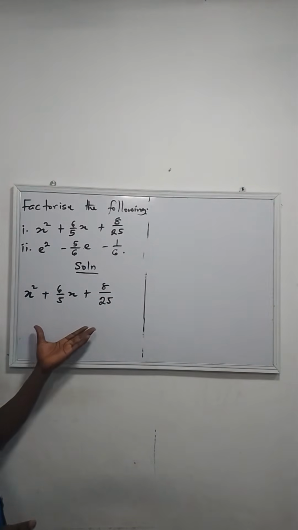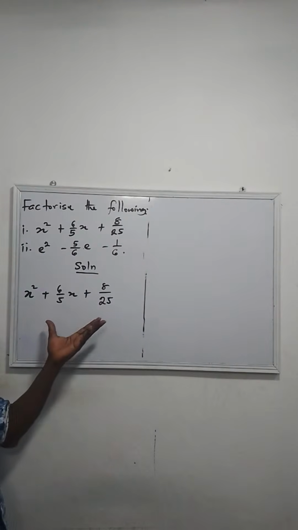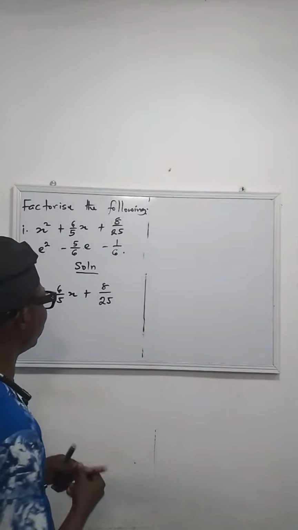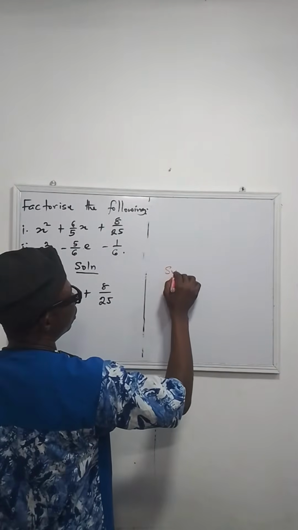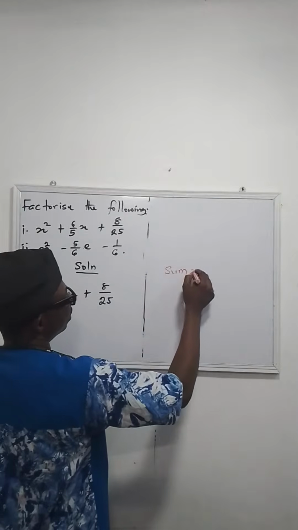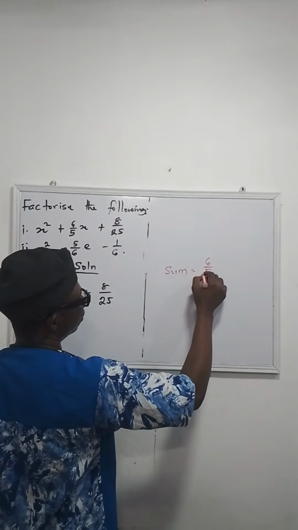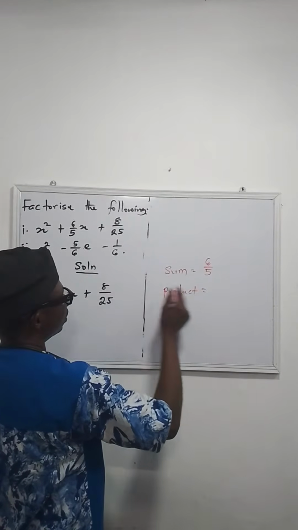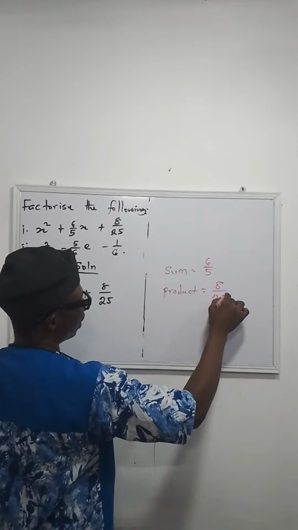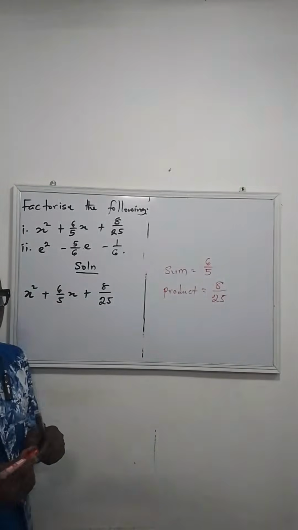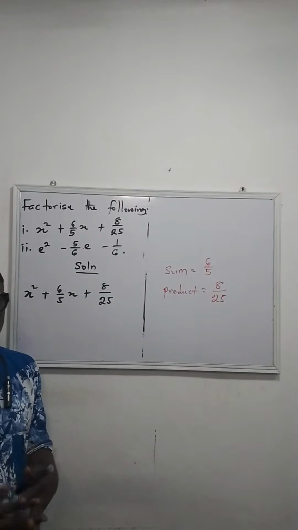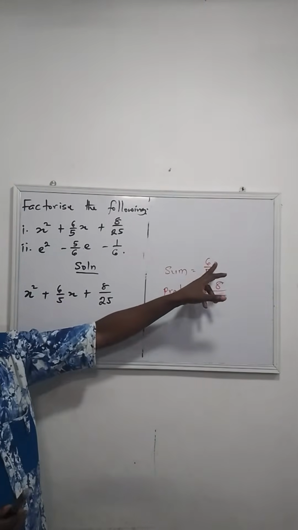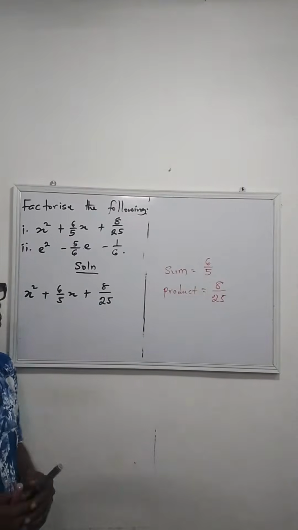Now the first thing to do here is to identify your sum and product. So you can bring that out. What is the sum in this case? Your sum is the coefficient of x, that is 6 over 5. And the product is 8 over 25. So you need two numbers such that when you multiply the two numbers together, you have this, and when you add together, you have this. So what are the two numbers?